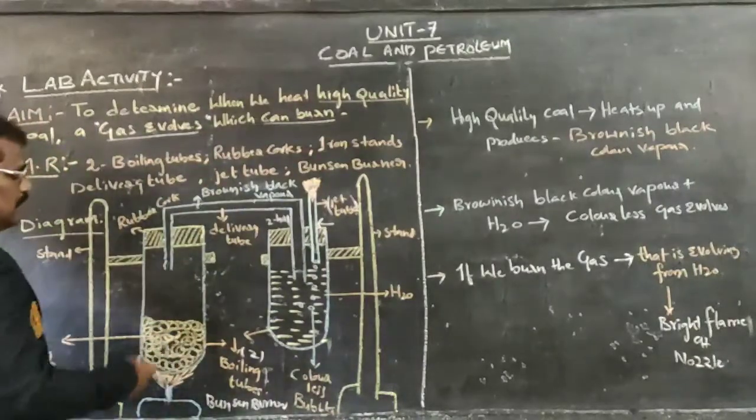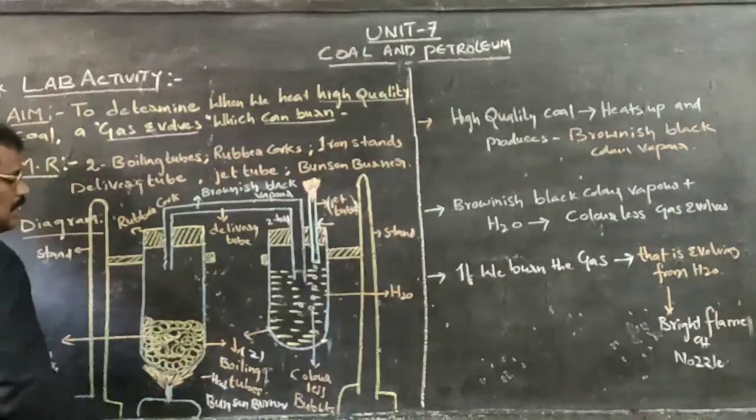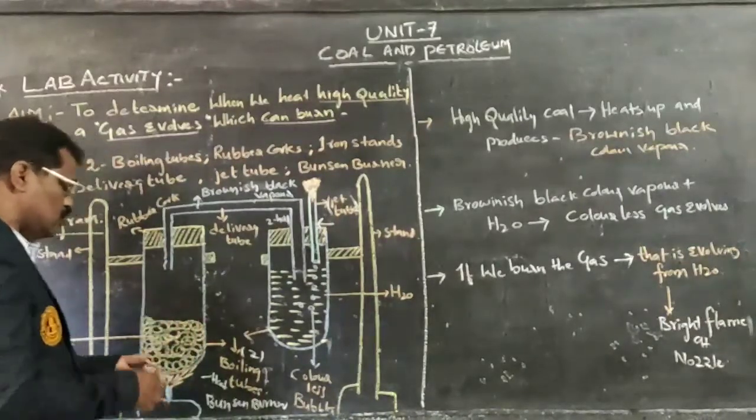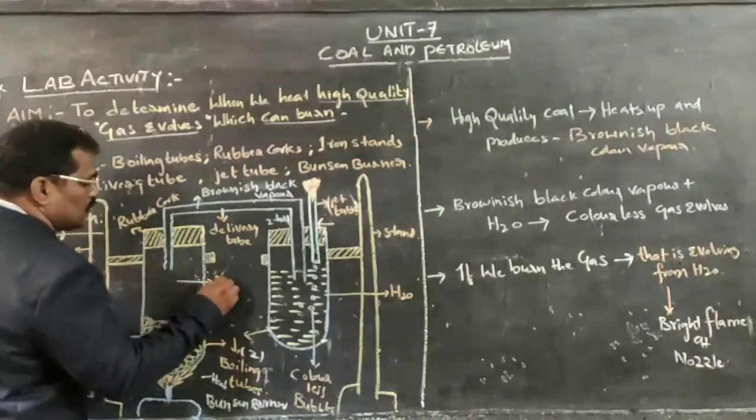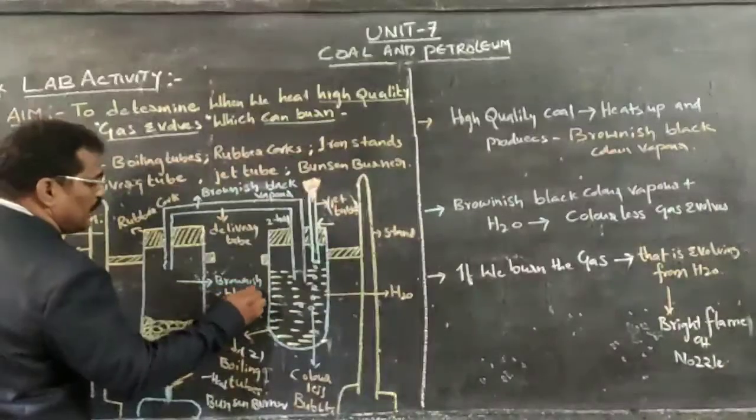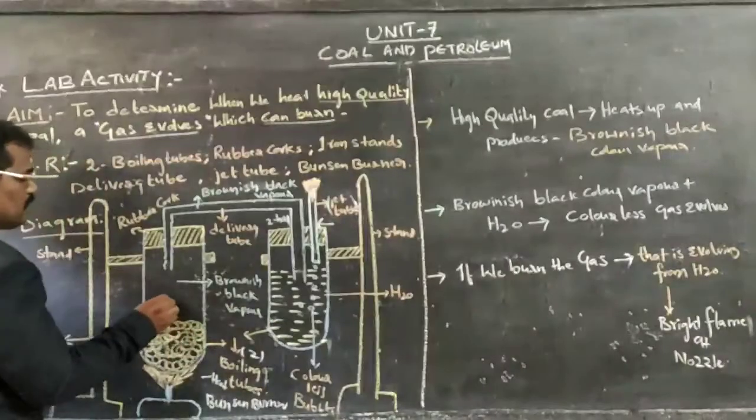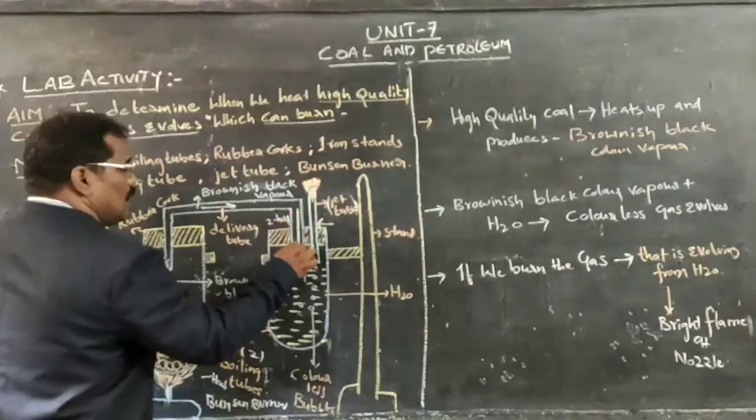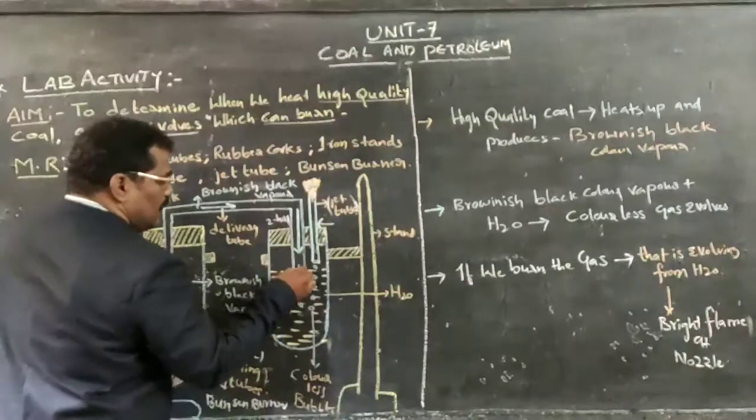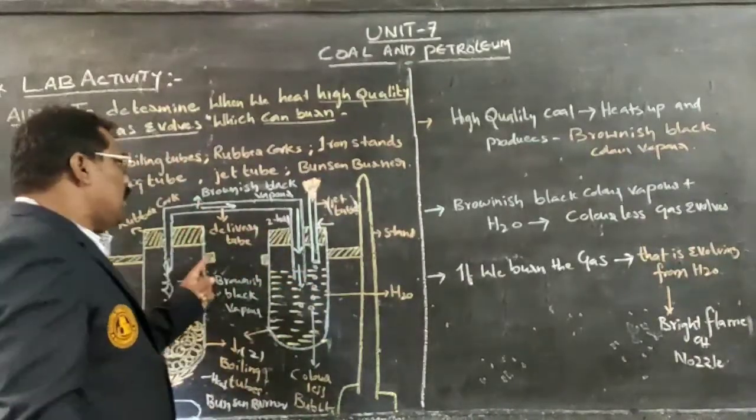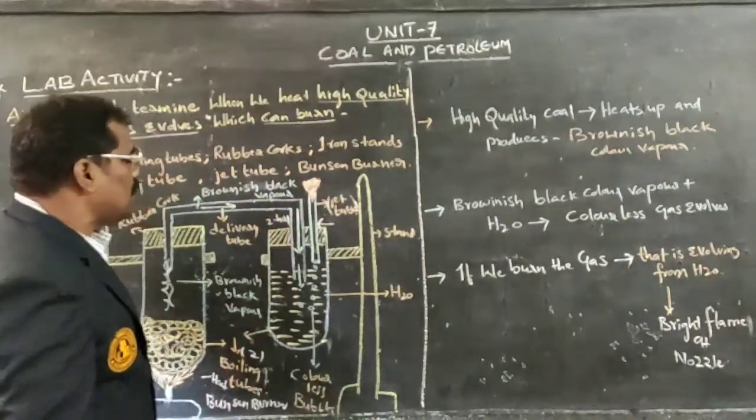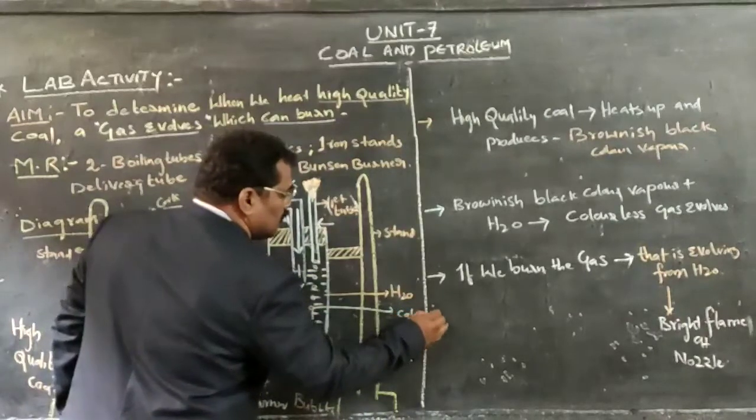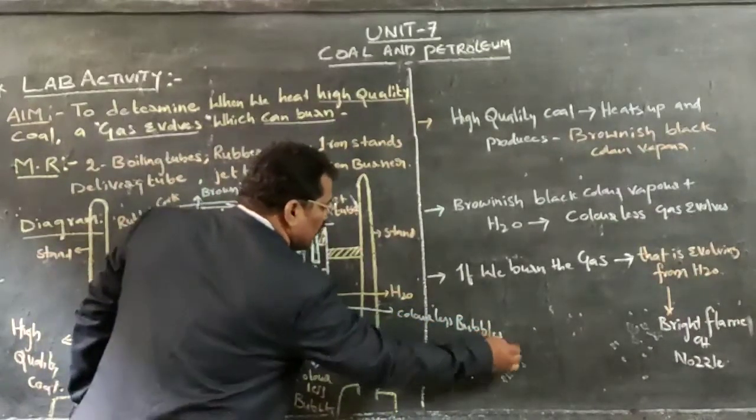Next, coming to the procedure. Heat gently by lighting the Bunsen burner. Heat gently the coal which is in this boiling tube. Then this boiling tube will produce a gas. Brownish black vapor will be released. That vapor, through this delivery tube, enters into the other delivery tube and mixes with the water. As this brownish black vapor enters the water, colorless bubbles will be released.